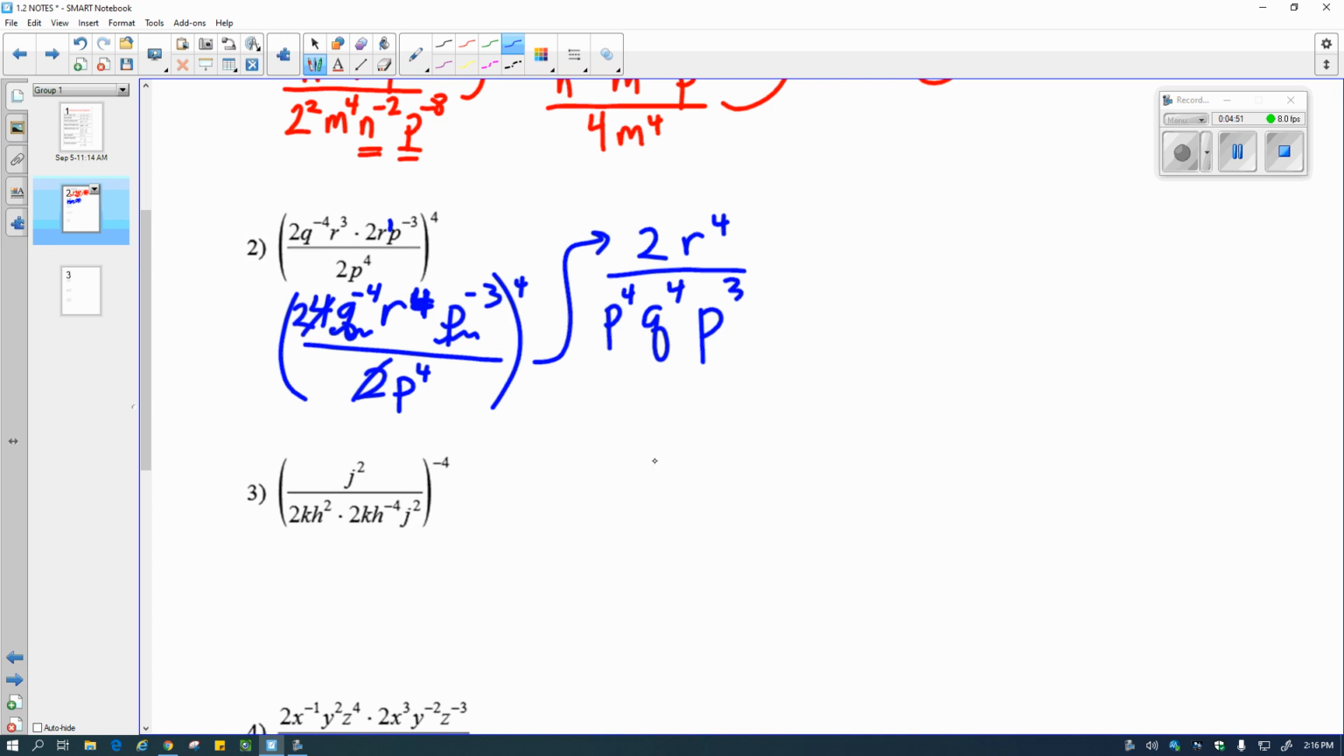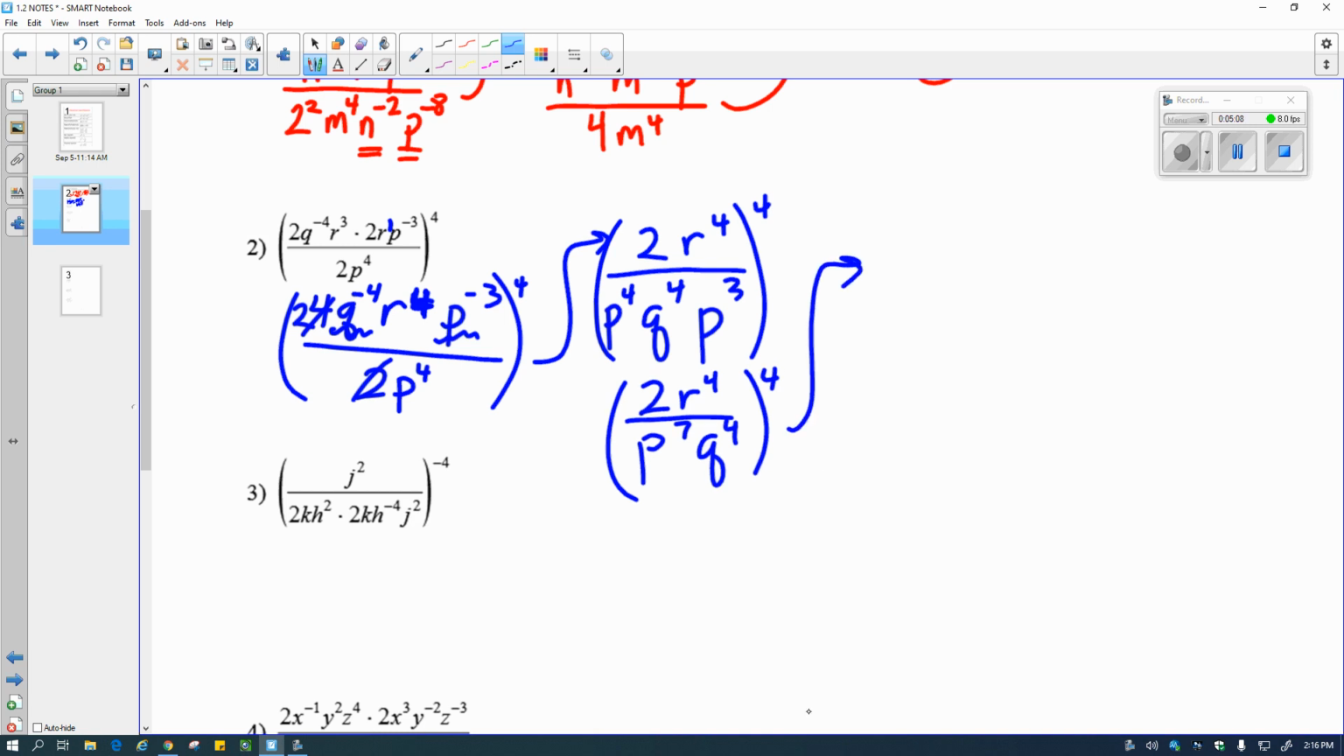And so then on the bottom, it looks like I can combine my p and my q. I have to remember that this is still all raised to the fourth power because I didn't do that part yet. So I have 2r to the 4th over p to the 7th q to the 4th, and all of this is going to be raised to the 4th power. So my last move will be to do that to the 4th power.